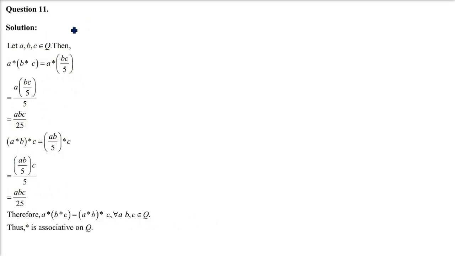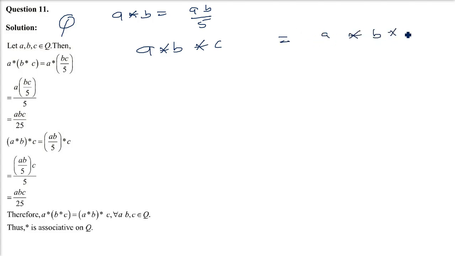Question number 11. On the set Q of all rational numbers, a binary operation star is defined by a star b equals ab by 5. Prove that star is associative on Q. So associative is a star b star c equals a star b star c. I'm just saying it is equal, the equal sign is just between left hand side and right hand side. They are equal or not, we'll just see.